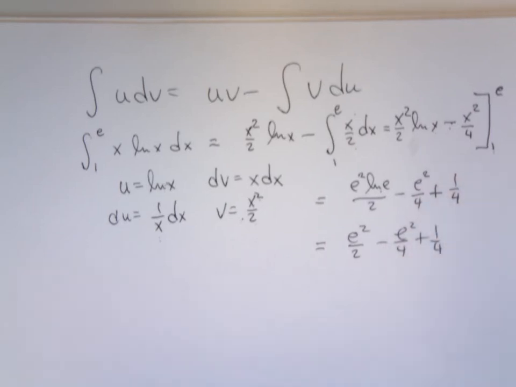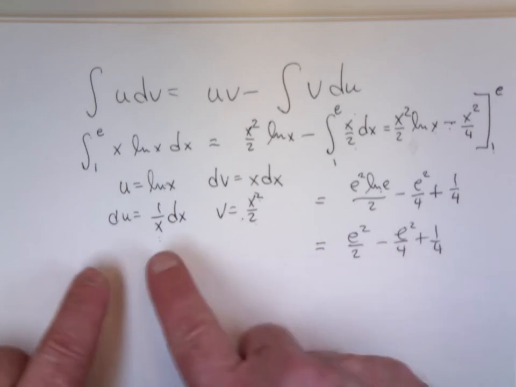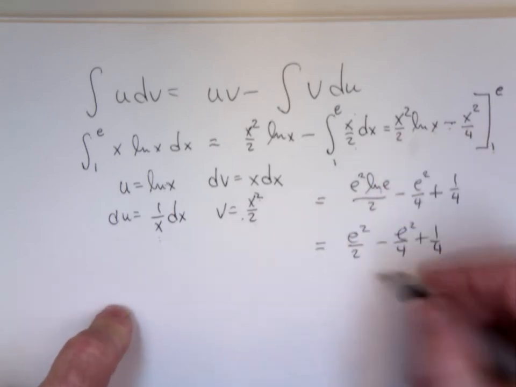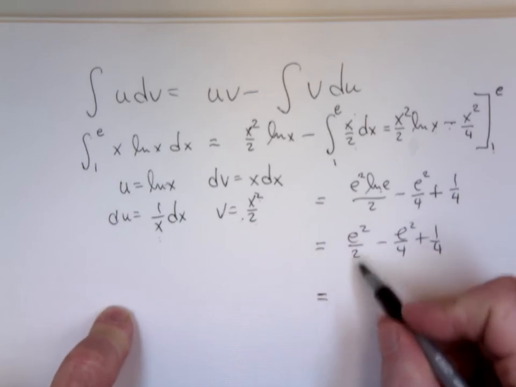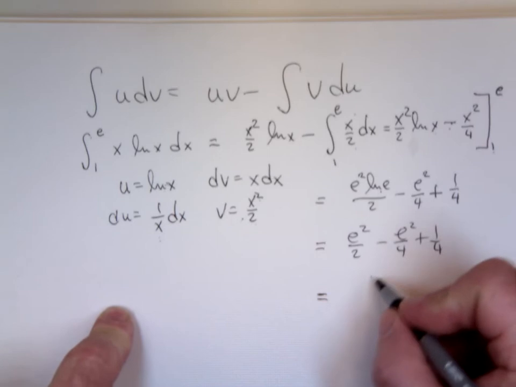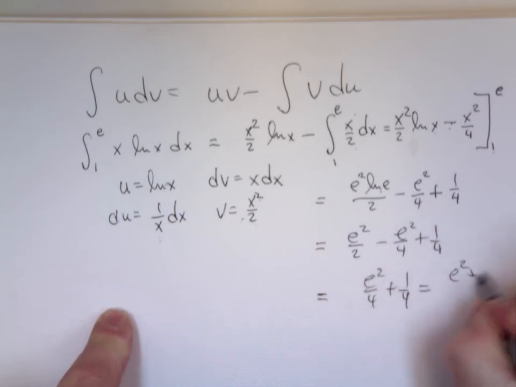I was forgetting this is a definite integral. I gave you limits of integration that you had to substitute in. And that's what gave you from the natural logs here into the e's here. And now you got one more step here too. E squared over 2 minus e squared over 4 is e squared over 4. So you get e squared over 4 plus 1/4. You get e squared plus 1 over 4.